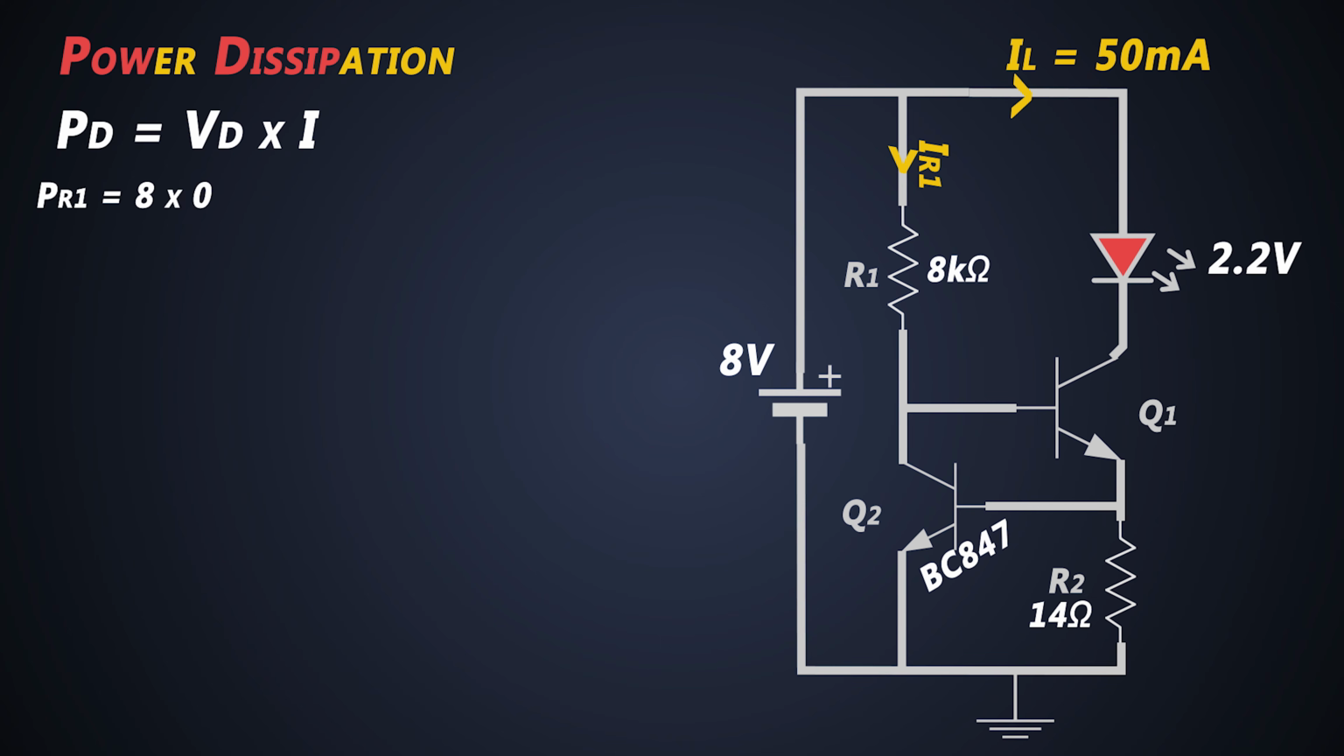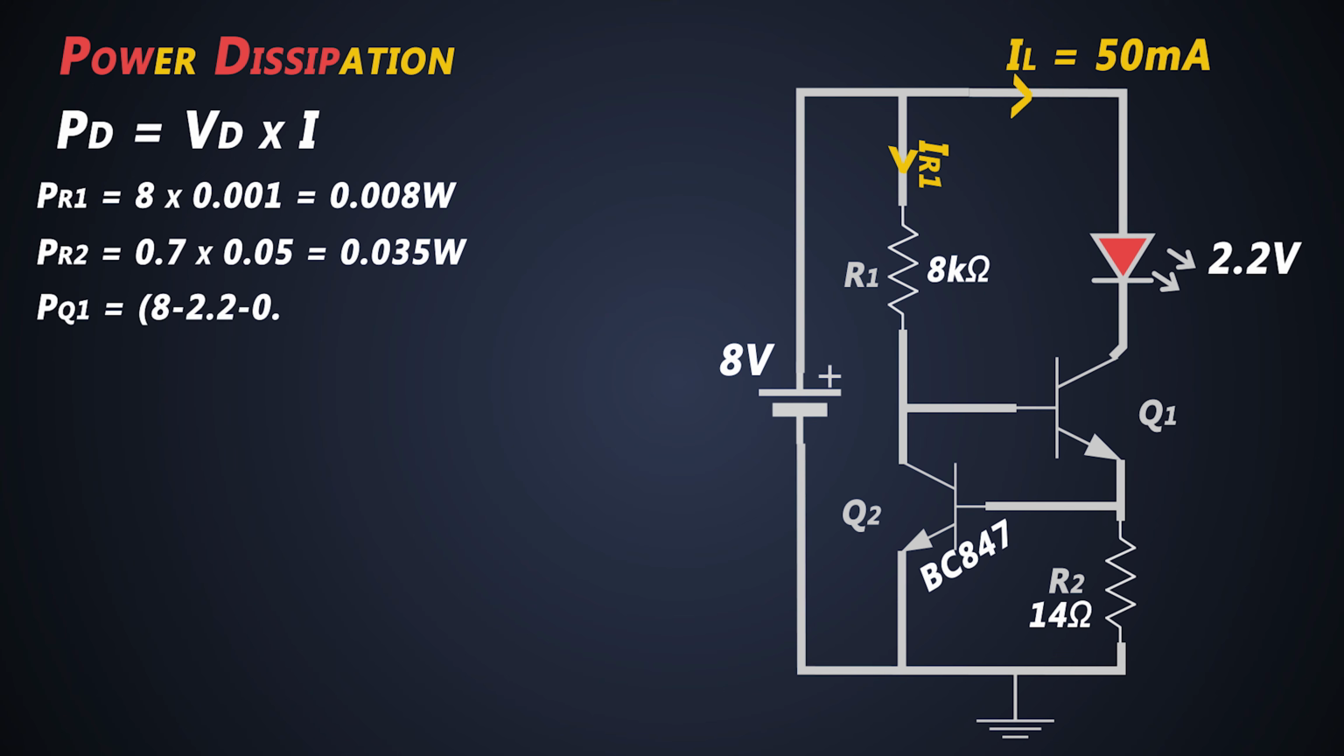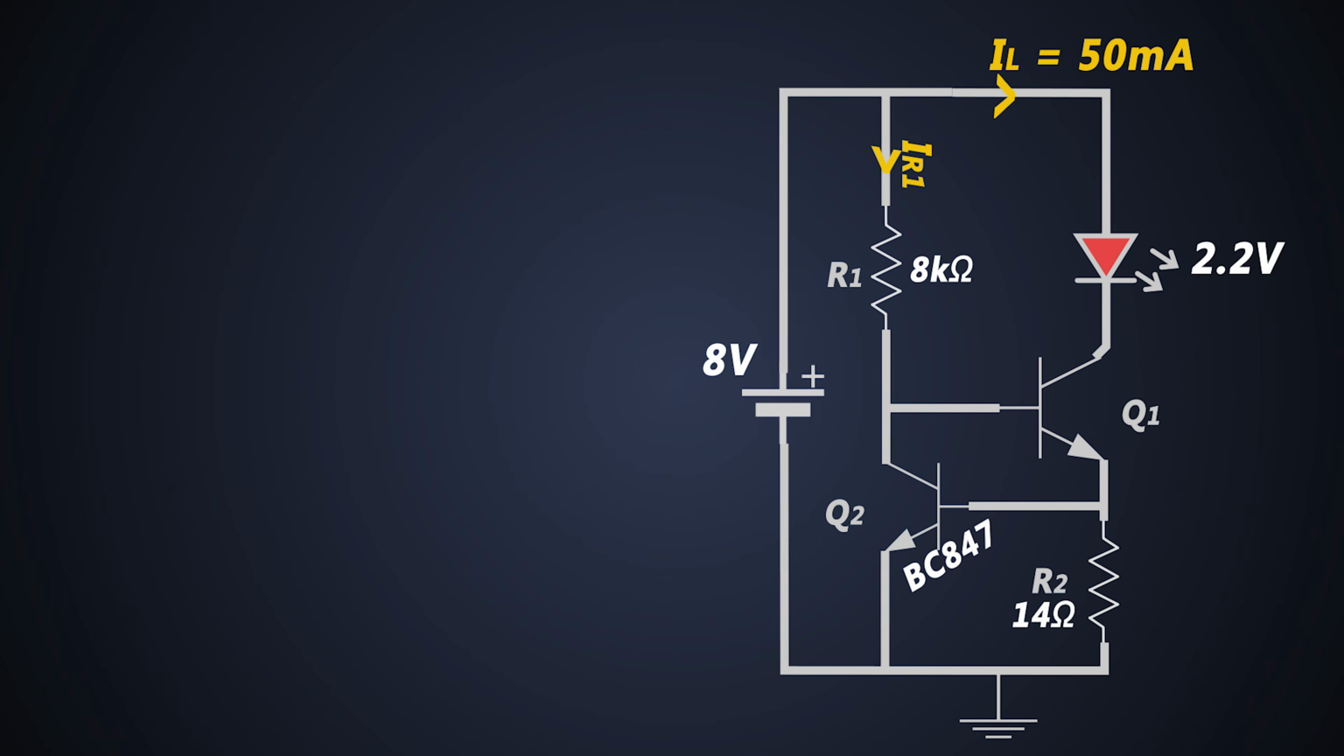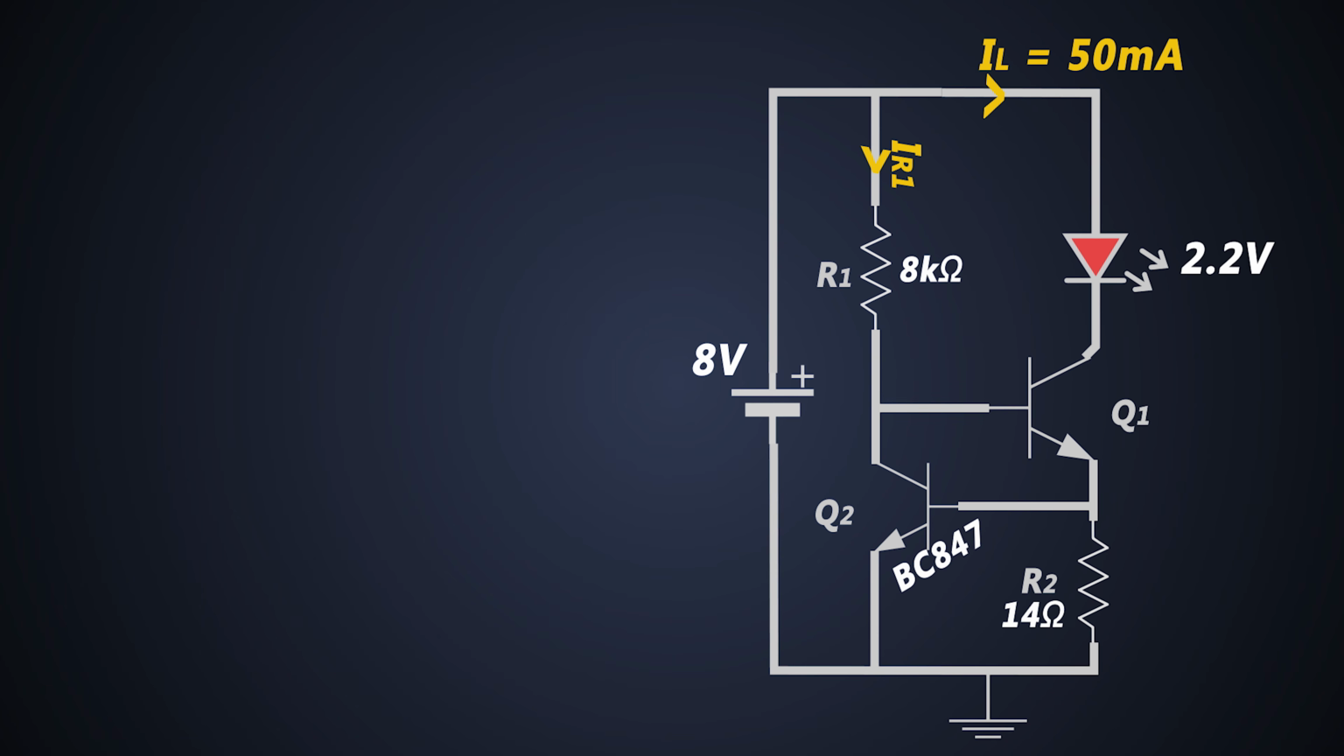So power dissipation across R1 will be only 8 milliwatts. Power dissipation across R2 will be around 35 milliwatts. And power dissipation across transistor Q1 will be around 255 milliwatts. We need to select a transistor which can handle this much power. Well, that's how we can design a constant current regulator using transistors.